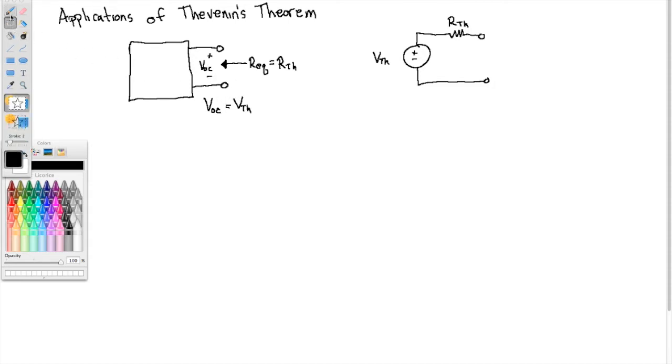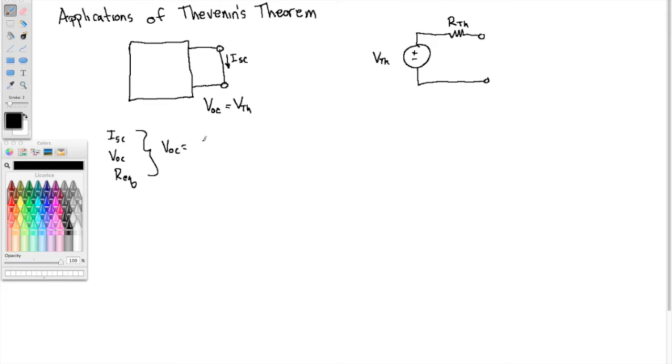Further, we said that if we connected a short circuit to these output terminals, and we measured or determined the current that goes through there, let's call that ISC, for short circuit current, we know that the quantities ISC, VOC, and R equivalent are all related by this. Because the open circuit voltage is the Thevenin voltage, and because the equivalent resistance at the output is the Thevenin resistance, we could alternatively write this.